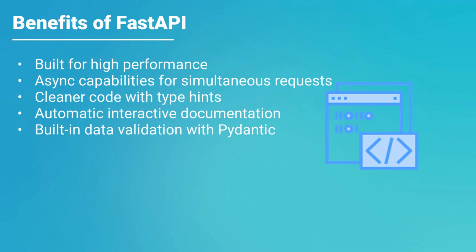FastAPI is built to be incredibly fast, like really fast. Thanks to its asynchronous capabilities, it allows us to handle many requests simultaneously, which can lead to a significant performance boost. But it's not just about speed. It's also about how easy it is to use. FastAPI leverages Python type hints, which means we can write cleaner, more robust code.